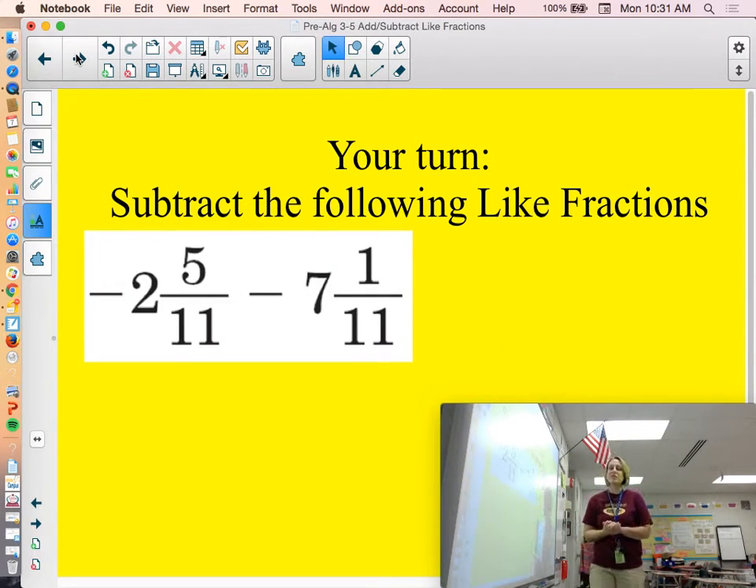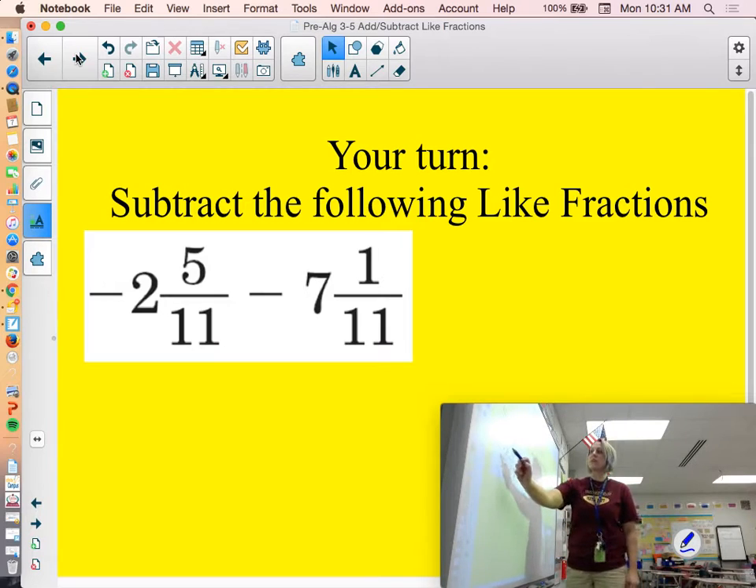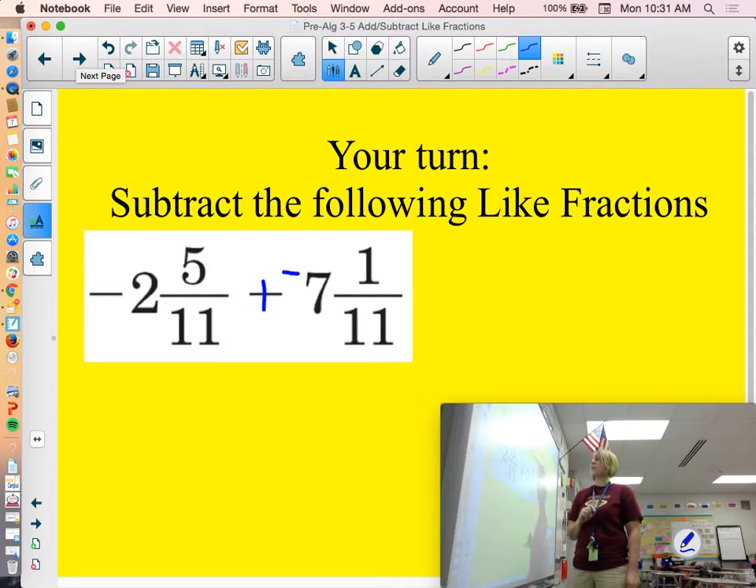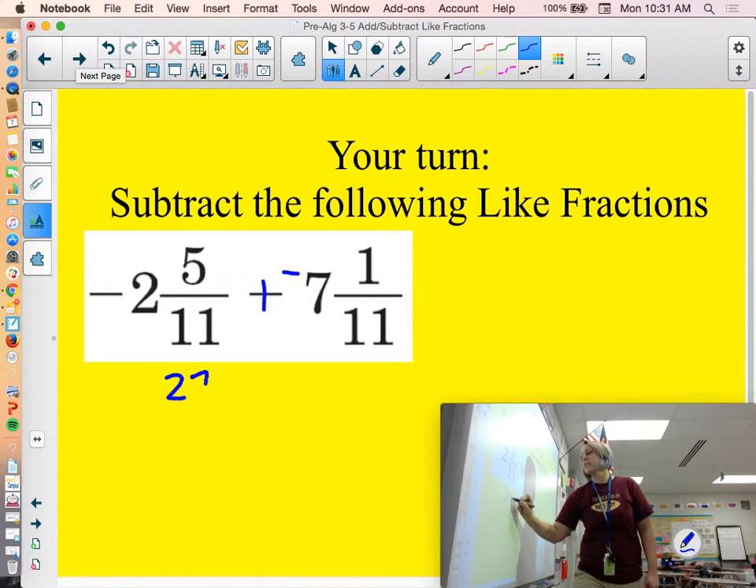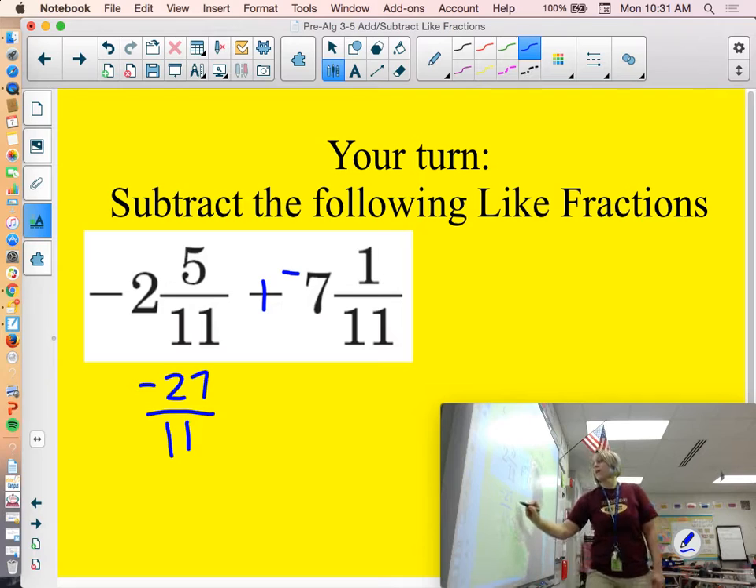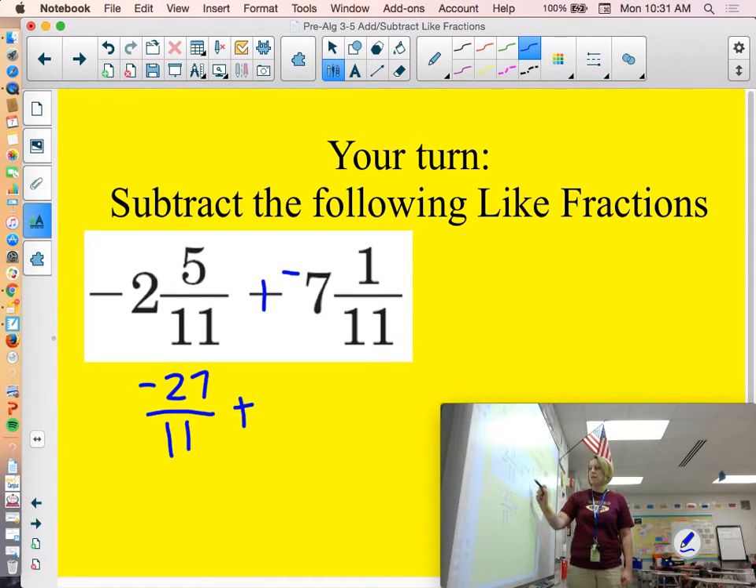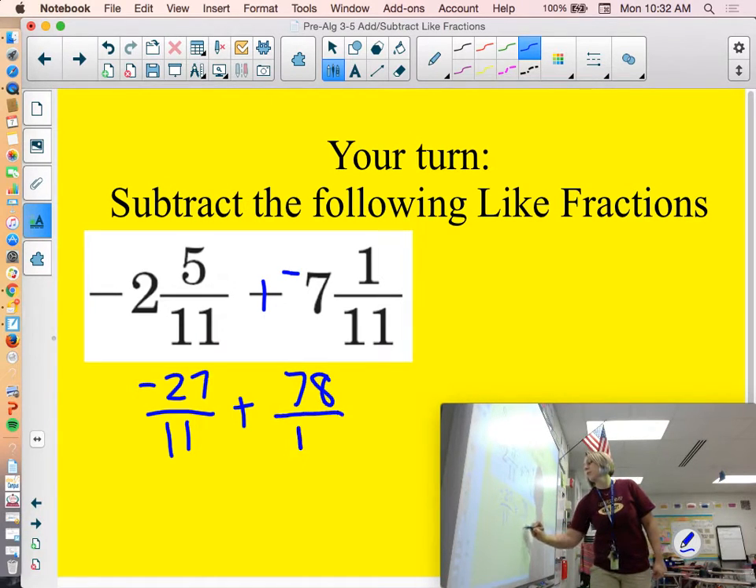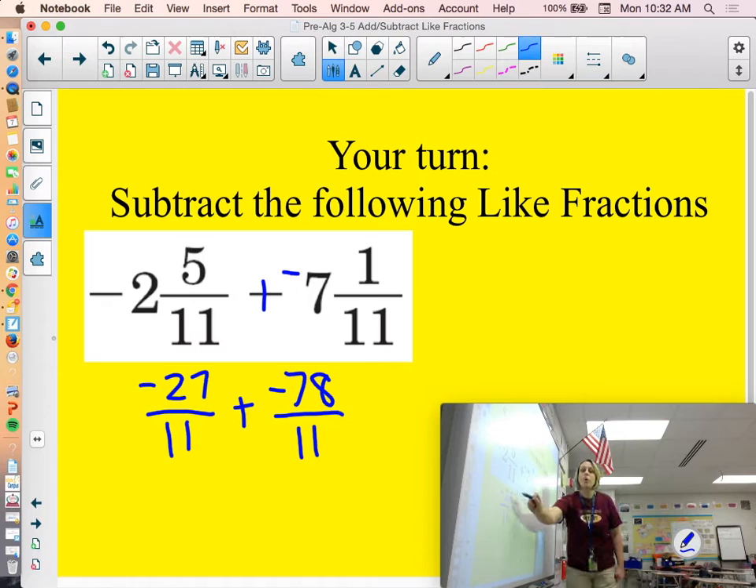Try another one. Try this one. Negative 2 and 5/11 minus 7 and 1/11. Okay, so you should have done a negative plus another negative because we do stay, change, change. And then we need to have an improper fraction. So we've got 22 plus 5 is 27. This is still negative. And then we're adding more negative. This is 11 times 7 is 77 plus 1 is 78 over 11. Again, it's negative. Because they're both negative, we add them together. Same signs, add and keep.